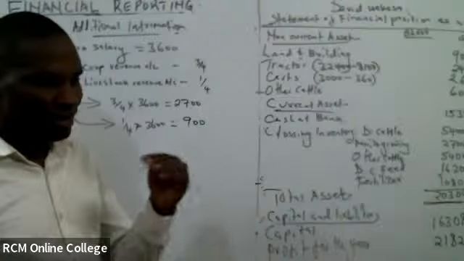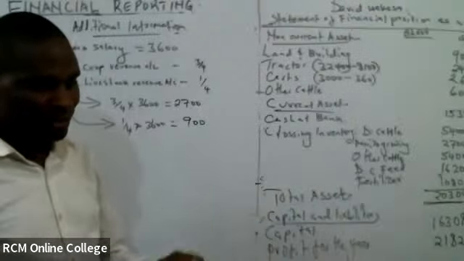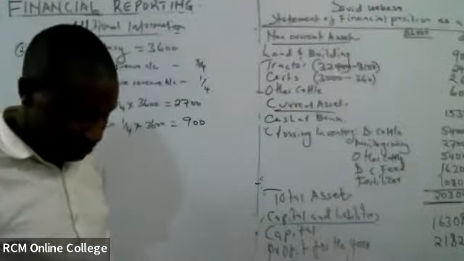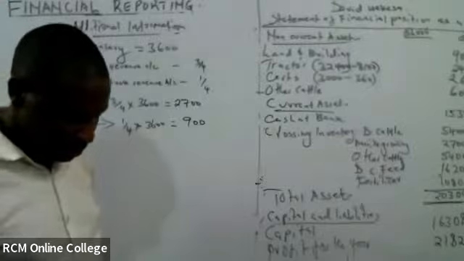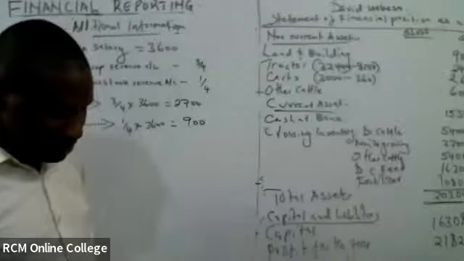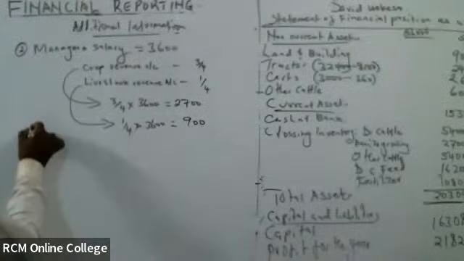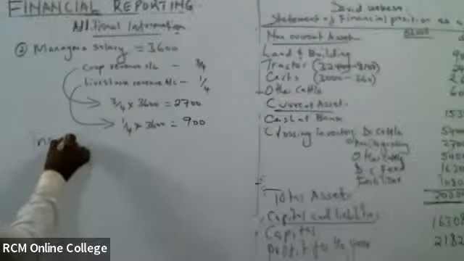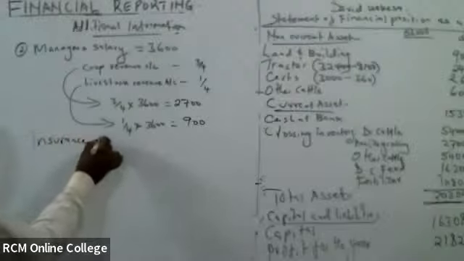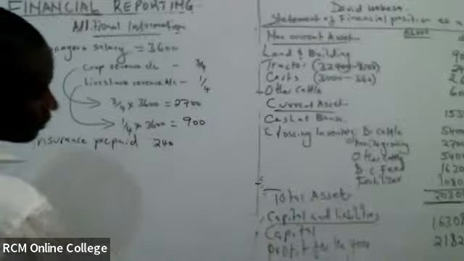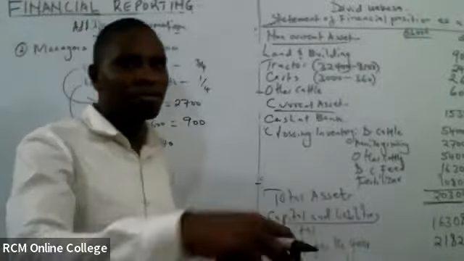Yeah, reduction of value. So you make sure that, and that one you have been told that it will be treated as a general income statement. Insurance prepaid amounted to 240,000.